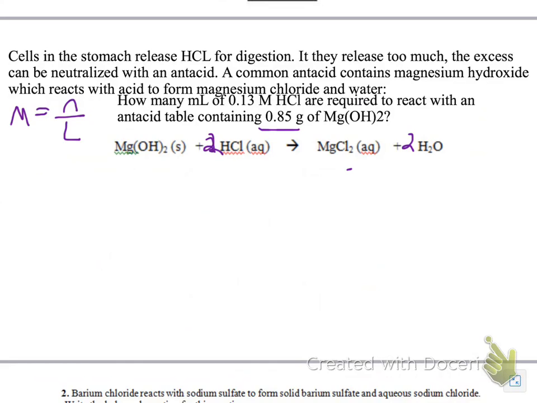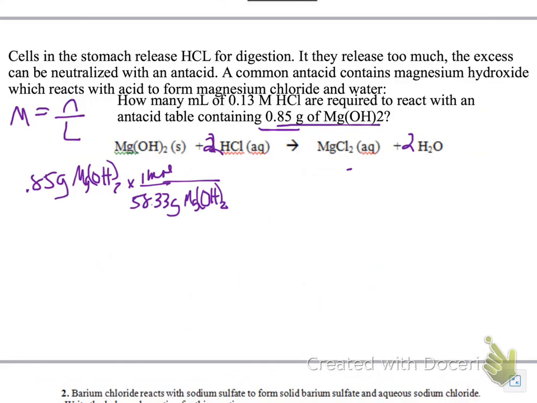Now for stoich, we should always start off with the amount we're given of something. So let's start with 0.85 grams of magnesium hydroxide, and just let factor label help us figure out what comes next. So if I have 0.85 grams of magnesium hydroxide, I'm going to want grams of magnesium hydroxide on the bottom, and I'm going to convert that to moles of magnesium hydroxide. Okay, and now I need to use the mole-to-mole ratio. 1 mole of magnesium hydroxide will require 2 moles of HCl, and now I know the molarity, and I can use that in a factor.